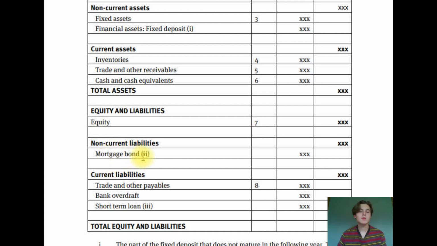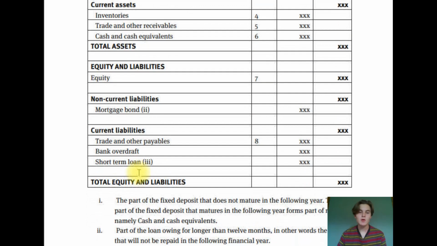So that means that mortgage bond will be payable over a certain period of time, and that period of time is most likely to be 20 or 25 years. And then you will have your current liabilities. So in this account, you'll have trade and other payables. This will relate to accounts such as creditors or tax that you have to pay in the next financial year. And then you'll have a bank overdraft or a short-term loan. So both of these will need to be paid in less than 12 months, and therefore are current liabilities.